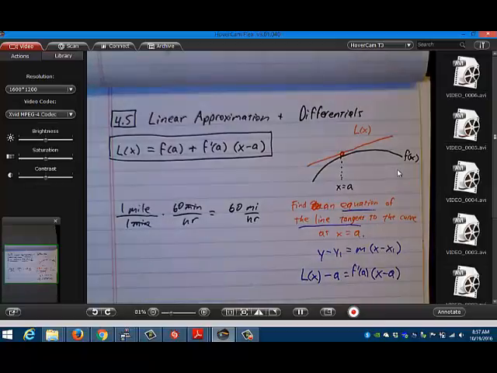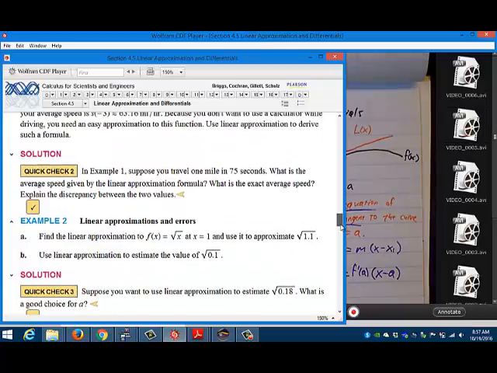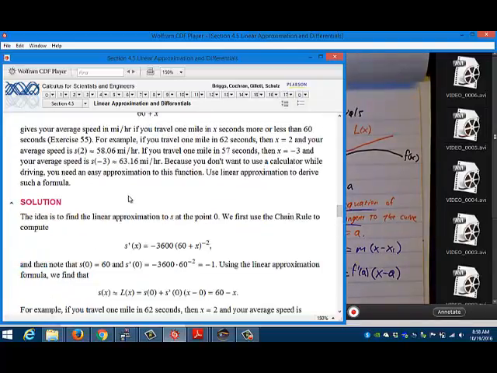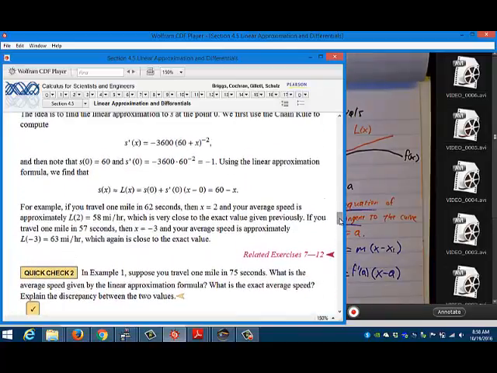So this little tidbit says, well, look, if you drive 1 mile in 62 seconds, then you can just say, well, it's 58. So here's what they do. They actually derive the formula, and when they work out the formula, they get 60 minus x. And they say, well, there you are. So if it takes me 57 seconds, I'm off by 3, I'm going a little faster, and the estimate would say I'm going 63 miles an hour.